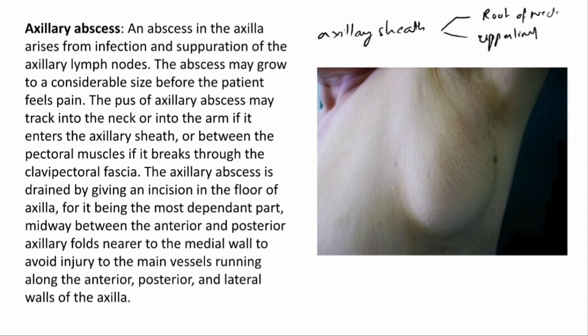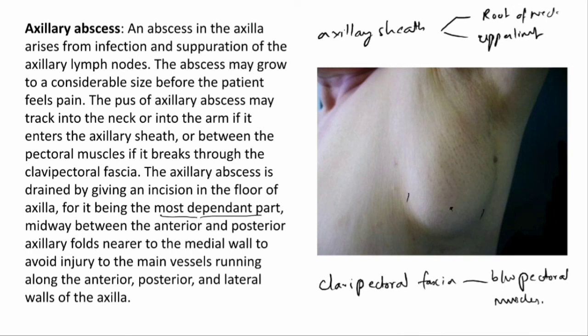And if this pus pierces the clavipectoral fascia, it can travel between the pectoral muscles to enter the pectoral region. Hence this axillary abscess has to be drained by placing an incision in the floor of the axilla, because this is the most dependent part, and the incision should be between the anterior and posterior axillary folds and closer to the medial wall.